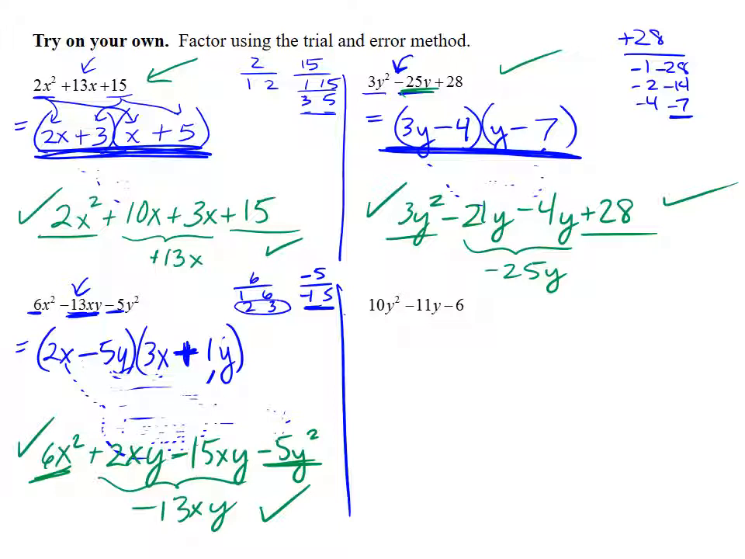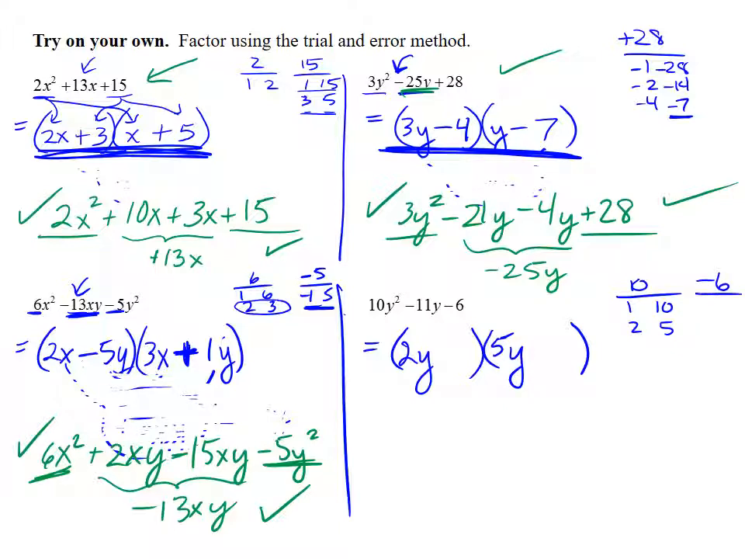Last example here. 10y squared minus 11y minus 6. Once again, start with your factors that are binomials by putting the parentheses in. We know we have a y in the first position. We just need to think about how to use the factors of 10. We could use 1 and 10 or 2 and 5. I'm going to start with the 2 and 5. If that doesn't work, we'll go to the 1 and the 10.